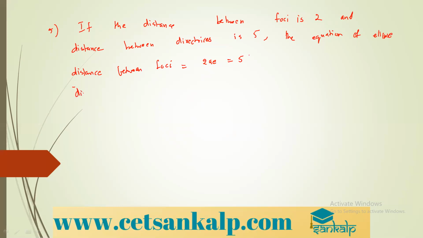Similarly, the distance between directrices, that is 2A by E, is 5. Sorry. Distance between foci is 2. Distance between directrices is 5. That means AE is 1. That means A by E is 5 by 2.